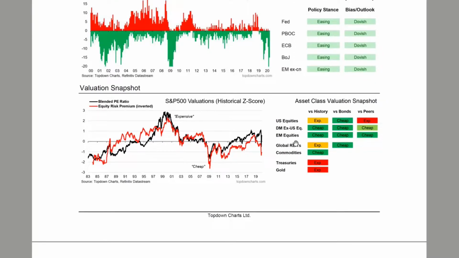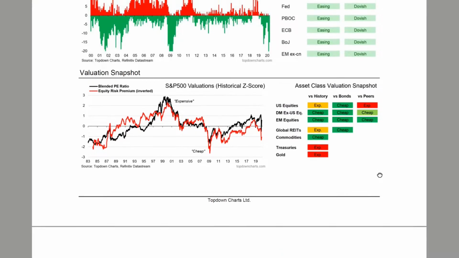And then a valuation snapshot, we've got the absolute and relative values, so equity risk premium for the S&P 500 there, just to give a view of the valuation cycle playing out across equities. And then on the right of that, we've got a high level view across the different asset classes there. So, you know, US equities, developed ex-US, EM, REITs, commodities, treasuries, gold. And you can see the valuations versus history, versus bonds, and versus peers. That should all make quite a bit of sense, and probably no surprises there if you've been paying attention.